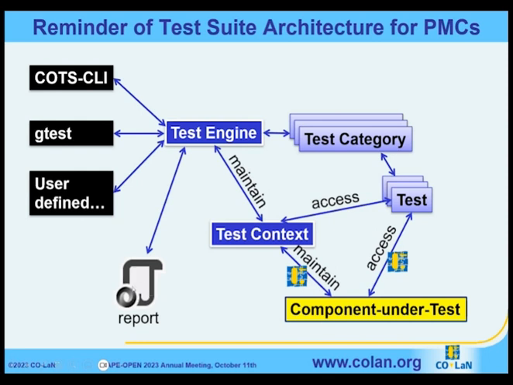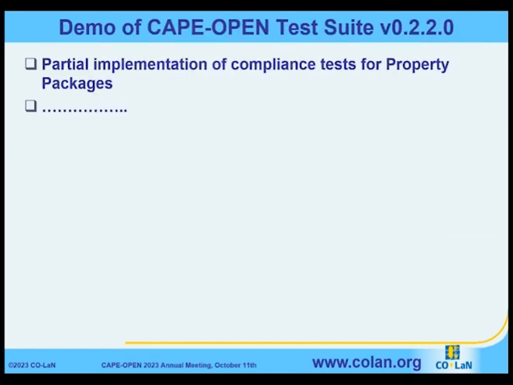The test engine produces the test suite reports, which are in a format that is both machine readable and human readable. They're in a JSON format, the format of which will be published, so you can do anything you like with it. So that's the architecture. What we currently have is a partial implementation of the compliance tests for property packages. That's as far as we've got so far.